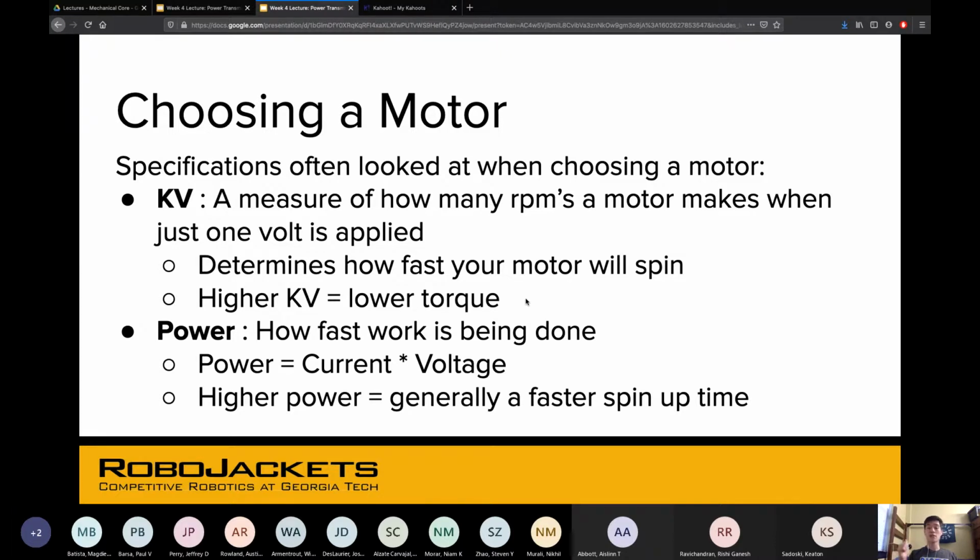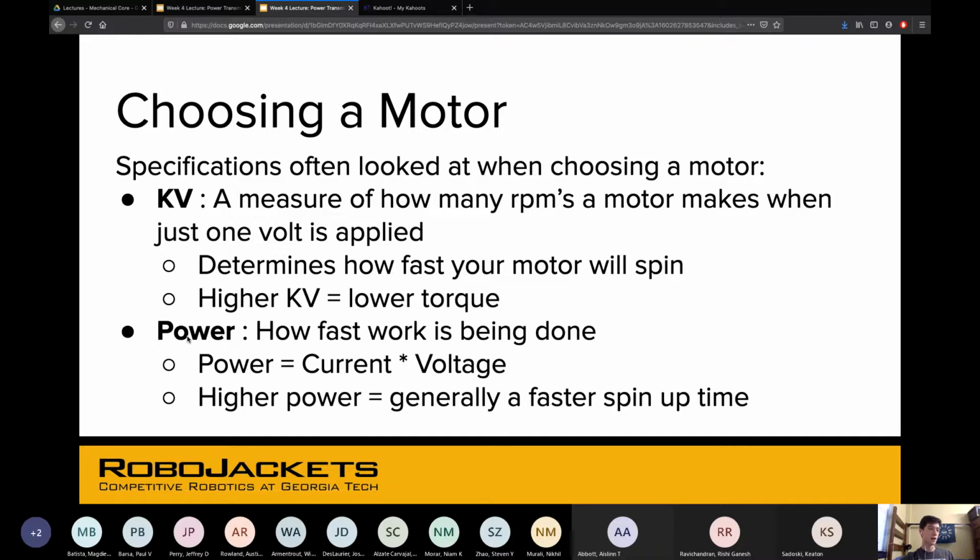So sometimes you need a lot of force. Maybe that's what you need. Like if it's a really hard material, you'd need more force or torque. If it's an easy material and you want to get it done fast, then you'd want a higher speed. And so depending on what you need, that's what you can look at for kV.